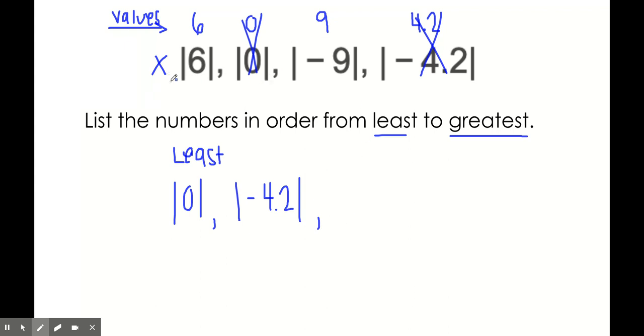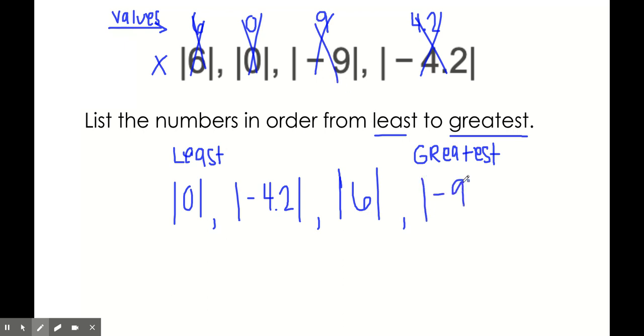My next smallest number between the absolute value of 6 and the absolute value of -9 is 6. So this number would fall next when I'm listing them from least to greatest. And lastly, here we are at our greatest number. So our number with the biggest value is the absolute value of -9, because we know that this represents 9. So that would be my largest number.